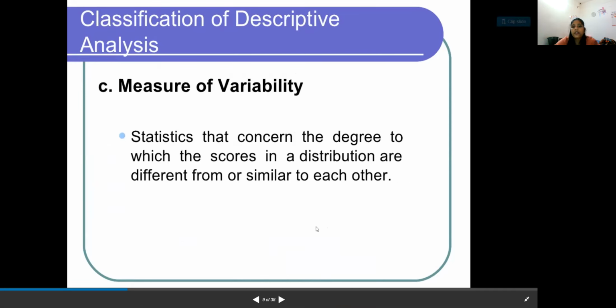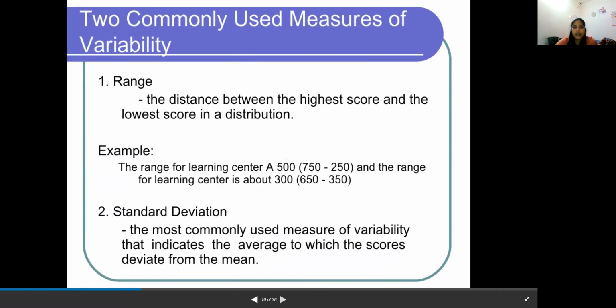Okay, next we can see measures of variability, statistics that concern the degree to which the scores in a distribution are different from or similar to each other. Okay, you can see the two commonly used measures of variability. First is range, the distance between the highest score and the lowest score in the distribution. Okay, how we will make it, the range between the highest and lowest score. The range of the learning center is 250 to 750. Okay, like that we can make the range, and the learning center is about 350 to 650.